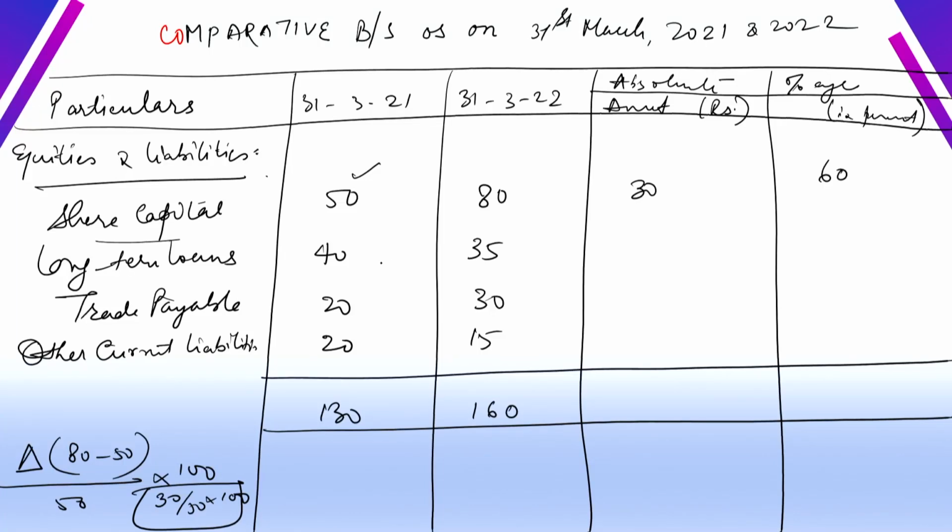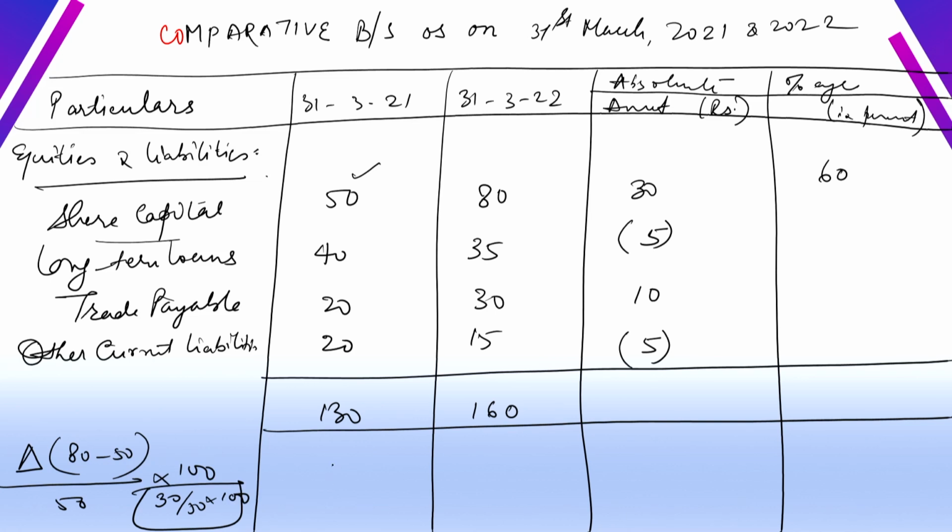Similarly, 40 was in the previous year and in the current year the long-term loans are 35. We clearly see that the loans have been reduced by 5,000 rupees. So we will mention here the 5,000, and the reduction is not represented through the minus value. We simply put a bracket which shows that the amount has decreased. Trade payables from 20 to 30 show the increase of 10,000 rupees, and the current liabilities from 20 to 15, again a decrease of 5,000. We will not put a negative sign here, but we'll just put a bracket which will tell that the amount has decreased as compared to the previous year.